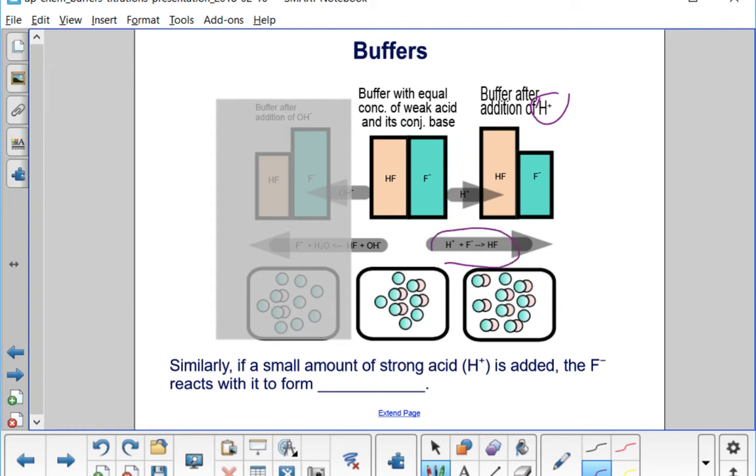And in doing so, we see a decrease in the fluoride ion and an increase in the HF. So if a small amount of strong acid is added, the F- reacts with it to form HF.